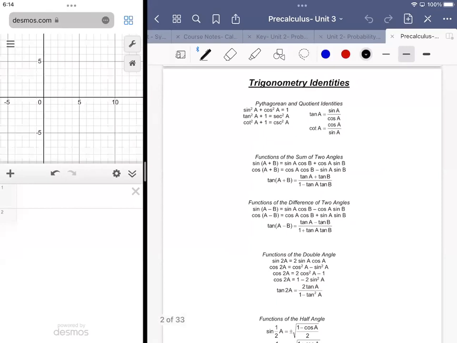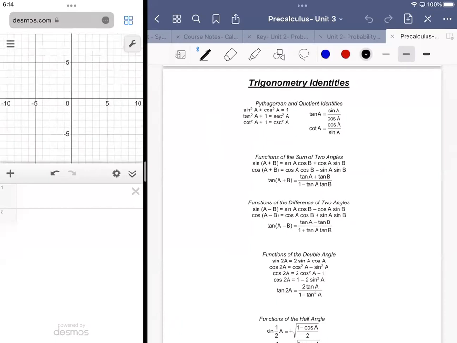All right, so these are some trig identities, and we're going to work our way through these as we cover the content in the unit. But when we talk about identities, these are indisputable facts related to trigonometry. It's kind of along the same lines as when you talk about the commutative property of addition, for example.